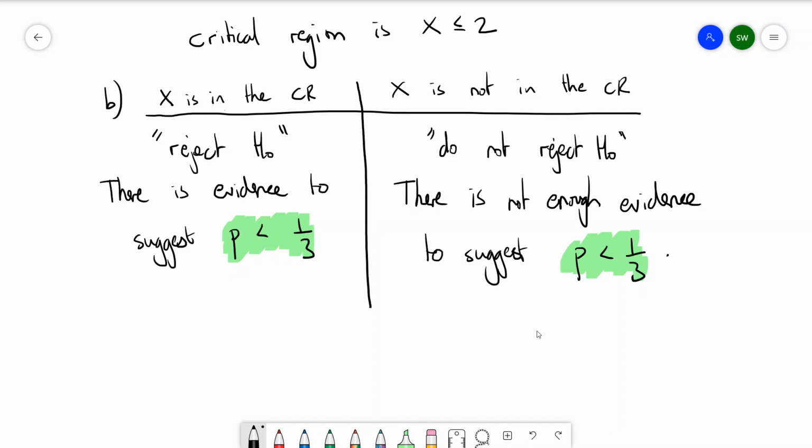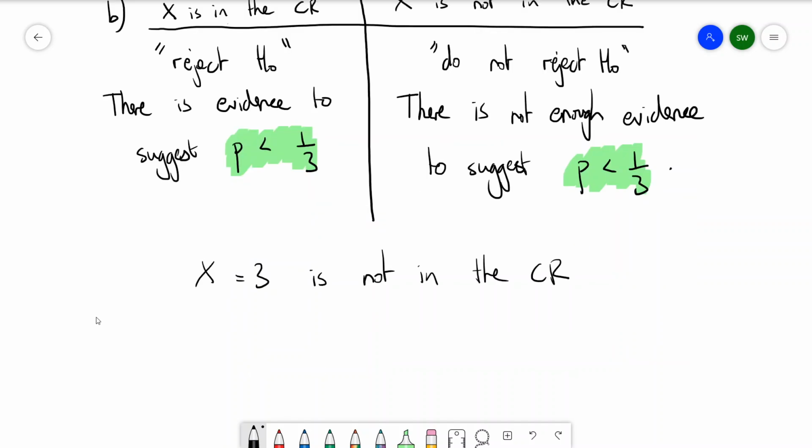So in our case, our critical region is X is less than or equal to 2. So that means that if we have X is equal to 0, 1 or 2, then we would reject H0. Otherwise, we would not reject H0. So we saw X equals 3, which is not in the critical region. Basically, X wasn't small enough. So because it's not in the critical region, we're going to say do not reject H0. And we're going to say there's not enough evidence to suggest p is less than a third.